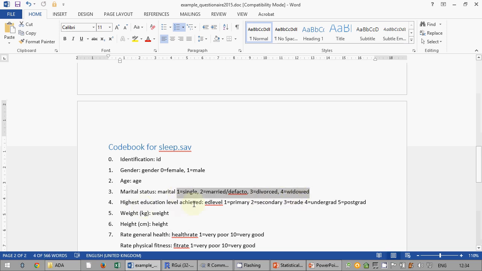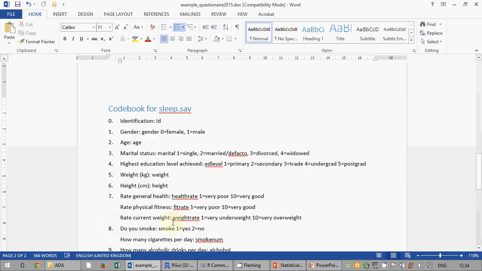Highest education level achieved. Here we start facing the problem that some variable names can be rather long if you use the complete question. So we'll abbreviate with ed level: 1 primary, 2 secondary, 3 trade, 4 undergrad, 5 postgrad. Okay. Weight will be weight and height will be height.